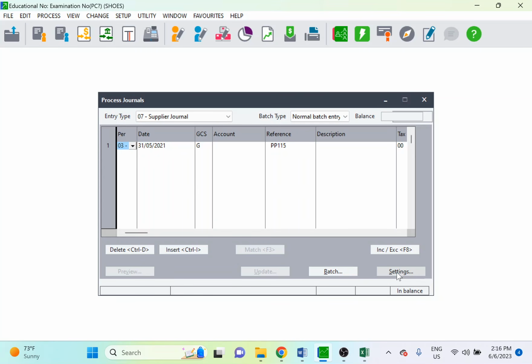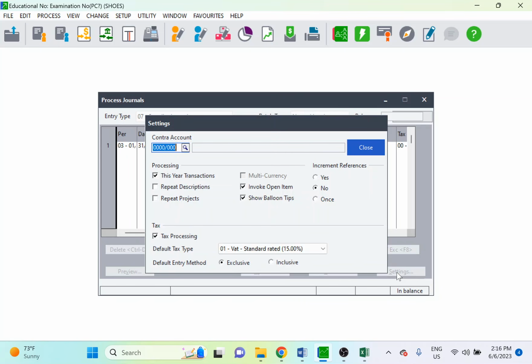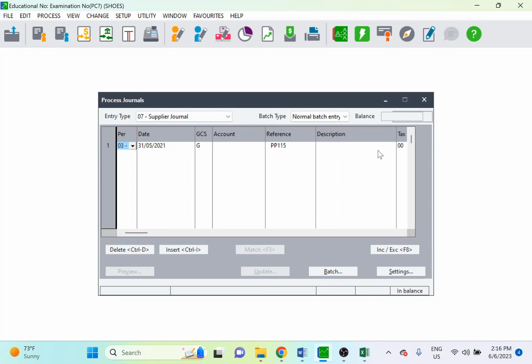Before you start, we need to do settings, and then we record these transactions. Do we need to repeat descriptions? It doesn't matter, we're only going to have one. The amounts are inclusive of VAT. For increment reference, we're only going to use one. No need to increase VAT. Close settings. Now it's the 1st of May, meaning it's period number 3.